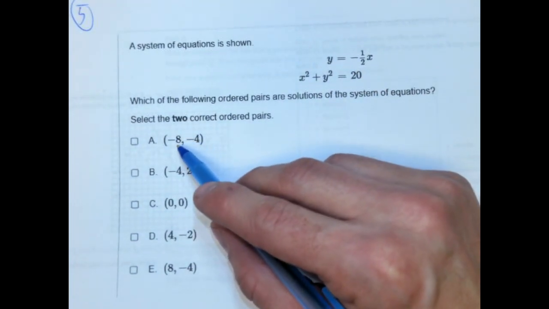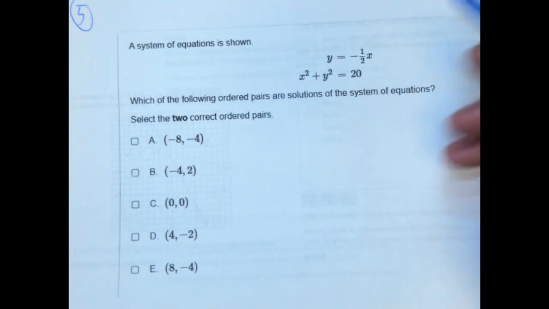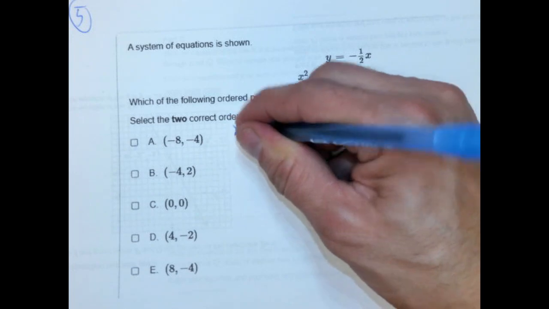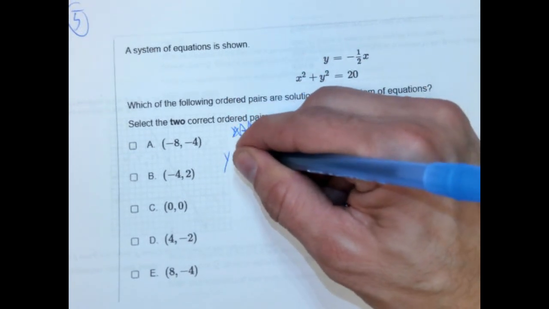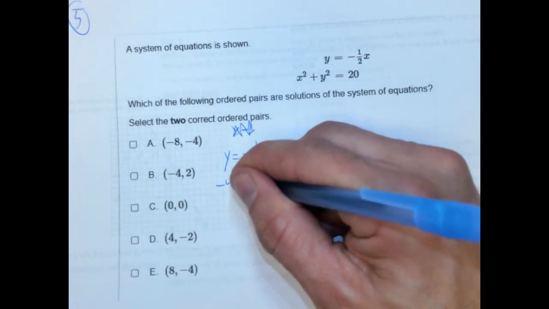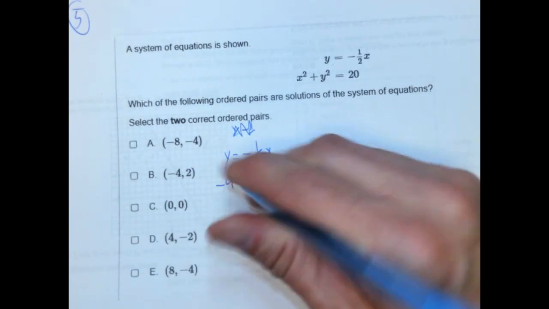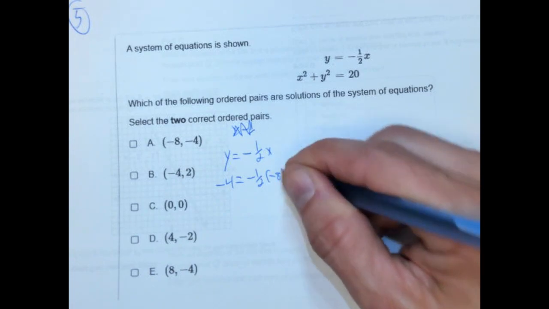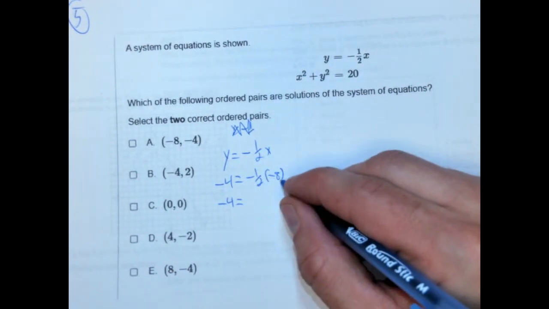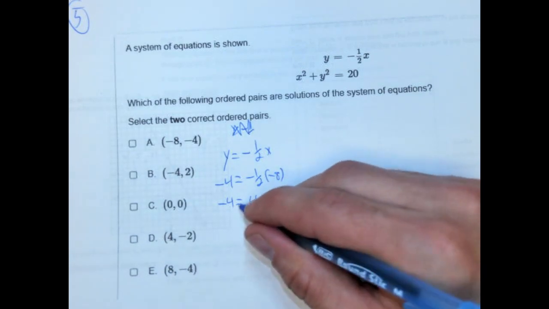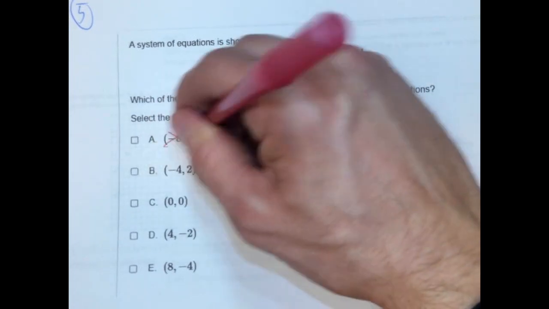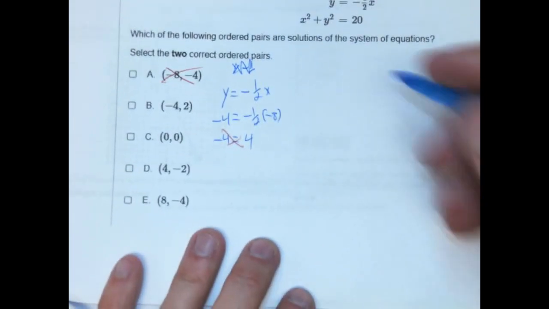So letter A, negative 8, negative 4. We're going to start with y equals negative 1/2. Oops, I screwed up already. y equals negative 1/2 x. So y is going to be negative 4, and x is going to be negative 8. So negative 4 equals, well, negative 1/2 times negative 8 would be positive 4. So negative 4 does not equal 4, so that's out.